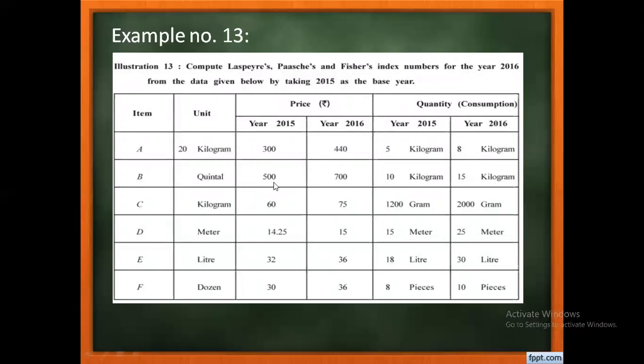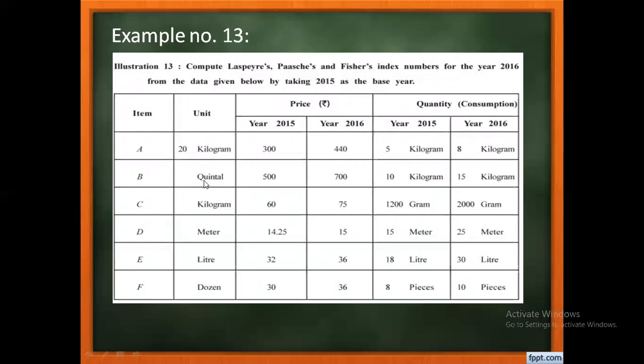1 quintal, this is 500 and 700, but try to understand. The 1 quintal price is given, as I just commented. The unit is given in quintal, but the quantity is given in kg. You have two options: either this unit is converted into kg or this kg is converted into quintal. If kg is converted into quintal, it would be in decimals, right? So we'll prefer to convert the quintal into kg.